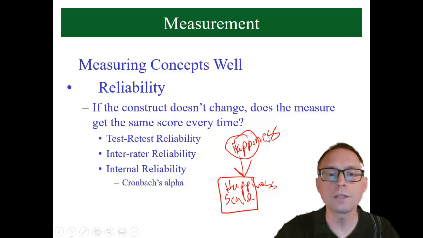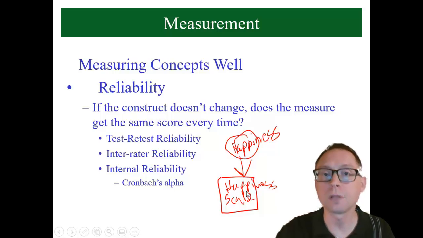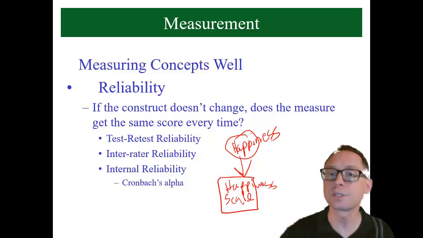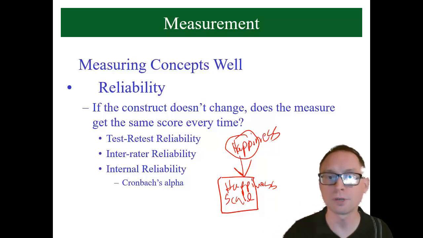If the construct, which is happiness, doesn't change, then the score that we got, remember the score that I got was an 80, then the score should be an 80 every time. That is reliability. Reliability means, does it consistently measure the same way? Is it reliably measuring the same way?